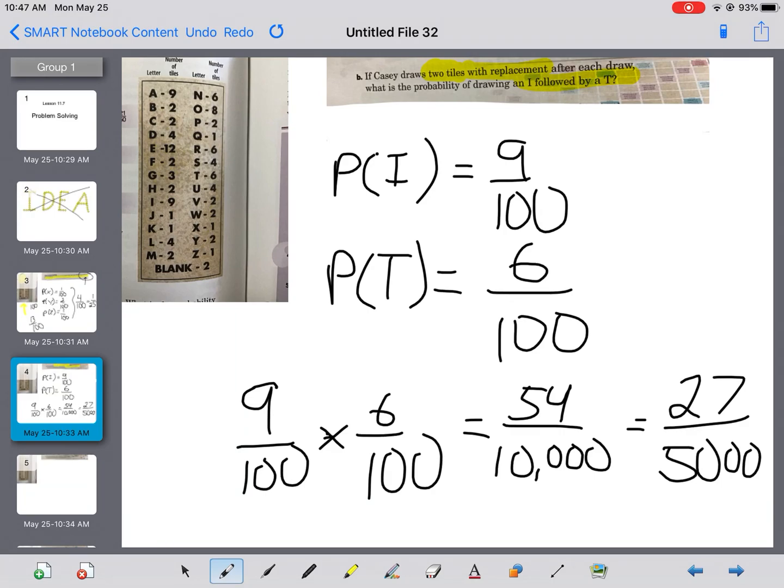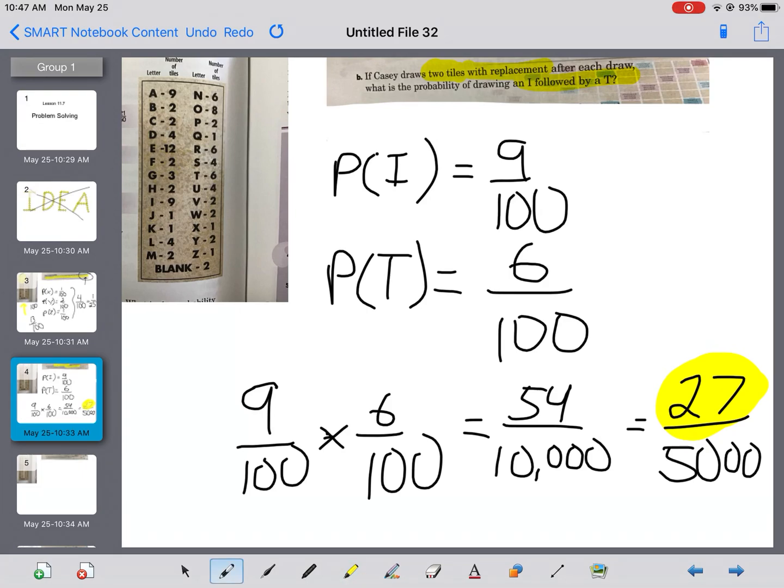So you can see that when I have compound events out of a large probability to begin with, out of 100, when I want to pull a specific letter and then another specific letter, the chance of that happening is quite slim. So again, this is theoretical probability. In theory, if I were to do this 5,000 times where I pull 2 in a row, only 27 out of 5,000 would I get an I and then a T in theory.